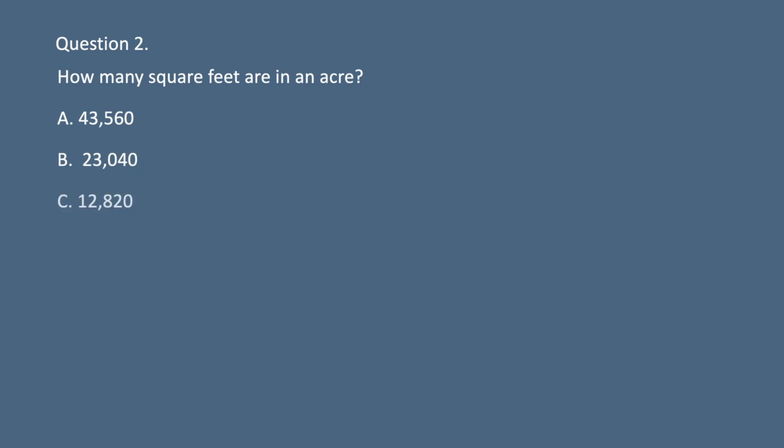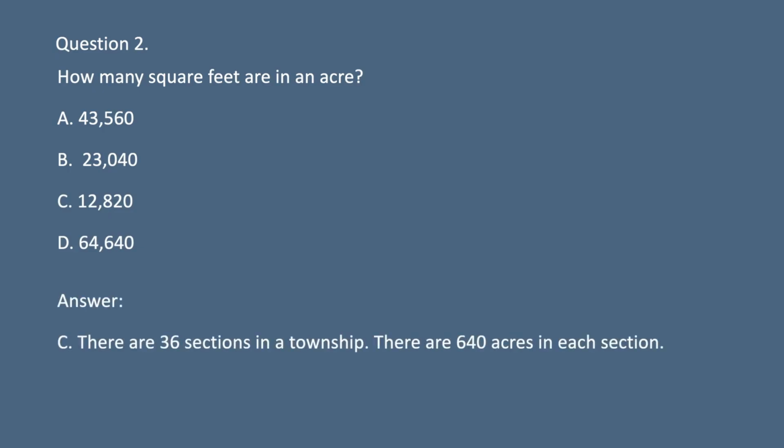Question 2. How many square feet are in an acre? A. 43,560. B. 23,040. C. 12,820. D. 64,640. Answer. A. There are 43,560 square feet in an acre.